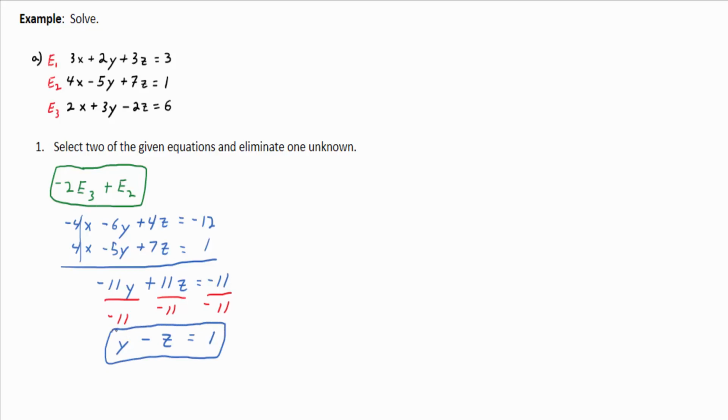So notice what we did in step 1. We selected 2 of the equations and we eliminated 1 unknown. Okay, so now on to step 2. In step 2, we're going to select the equation we haven't touched yet, the unused equation, and doesn't matter which one of the others, and we're going to eliminate the same unknown. So we haven't used equation 1 yet. And we're going to select one of the other 2 equations, and we have to eliminate the same unknown, which is x in this case.